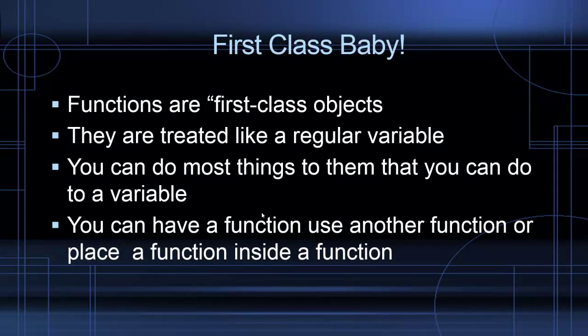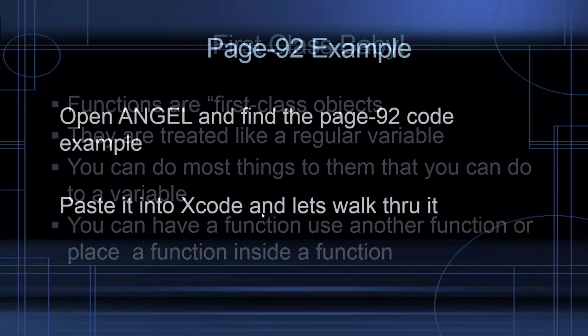Functions are first-class objects, which means they're treated like a regular variable. So whatever you can do with a variable, you can typically do with a function. Like you can have multiple variables, you can have multiple functions. You can have a variable that is another variable. You can have a function inside a function. You can have a function call a function. So again, they're treated just like a variable.